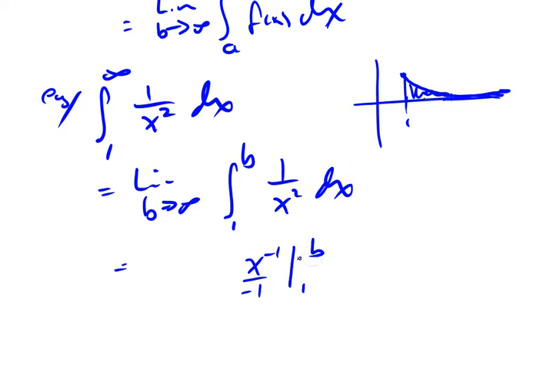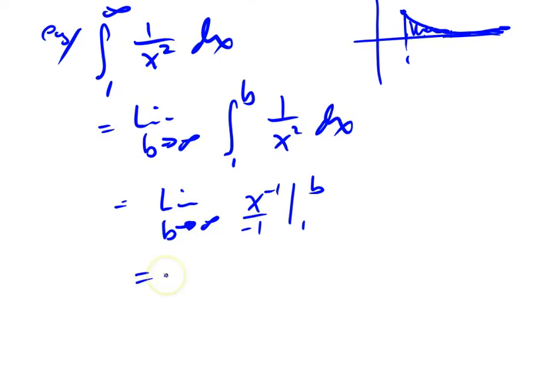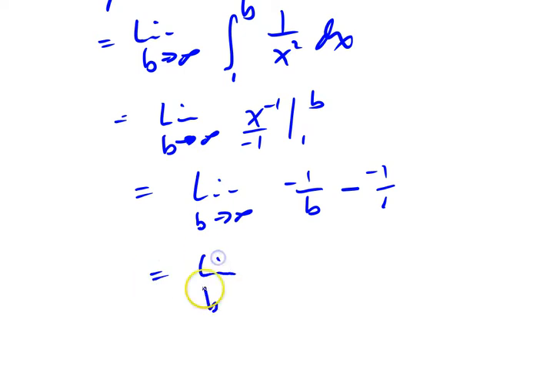Evaluate between 1 and b. Take the limit as b goes to infinity. So this would be, still taking the limit as b goes to infinity, plug the b in. So this is minus 1 over b. Plug the 1 in, so this would be minus 1 over 1. So this looks like the limit as b goes to infinity of minus 1 over b plus 1.